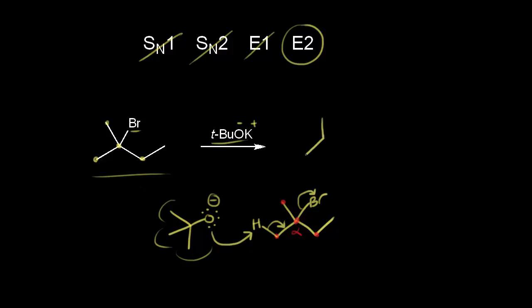So let me draw it in here. We would now have a double bond, and let me show those electrons. So the electrons in magenta moved into here to form our double bond.